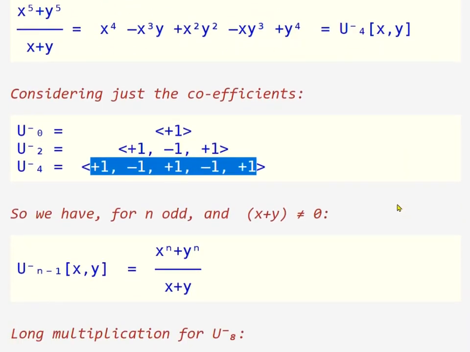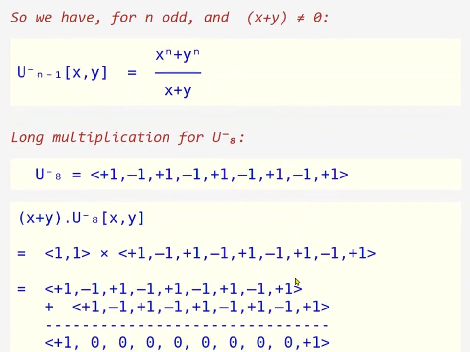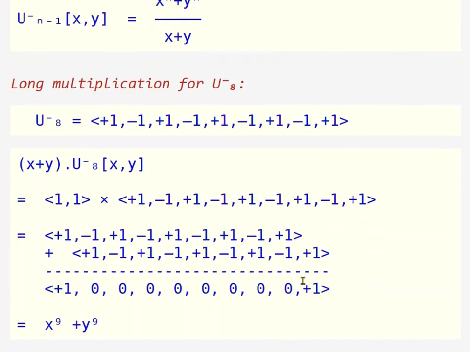So generalizing for n odd, and for now we'll just say x plus y not equal to 0, we have that the U neg Biser for n minus 1 is x to the power n plus y to the power n divided by x plus y. Show an example of long multiplication just using the coefficients.